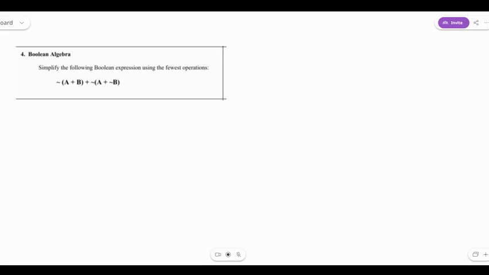Simplify the following Boolean expression using the fewest operations. So this is a simplification problem. And it's asking how to simplify not of A or B, or not of A or not B. Now we must use some of the rules of simplification used in Boolean algebra.